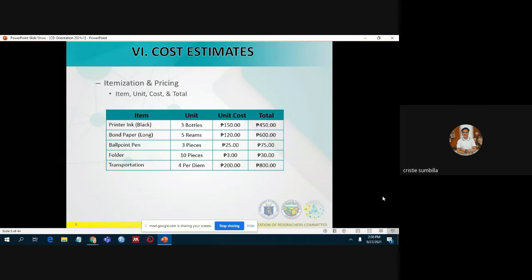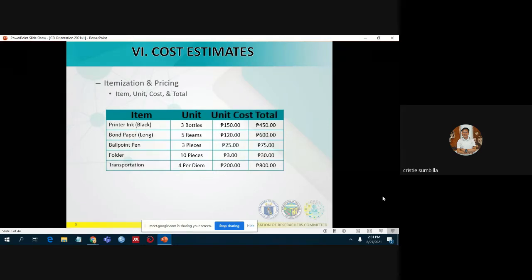Grant can be a maximum of 30,000 for action research and can be 150K for division and region-wide research. The cost estimates include detailed research costs broken down per task, activity, or deliverable. Here, the items are broken down, with its unit cost, as well as the total.